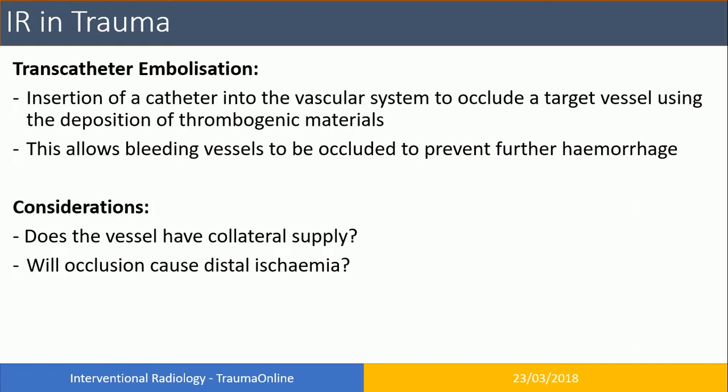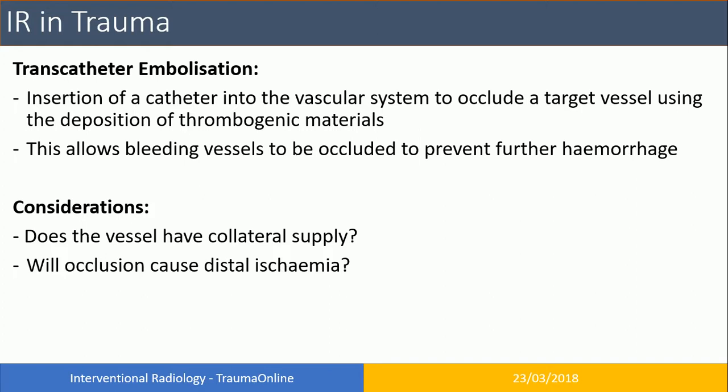So in trauma, the main technique used is called transcatheter embolization. And this is where you insert a catheter into the vascular system, typically an artery, and you occlude the vessel by depositing thrombogenic materials such as gel foam slurry or coils. And this means that these bleeding vessels are no longer bleeding because they're occluded.